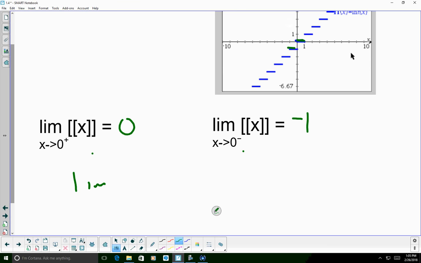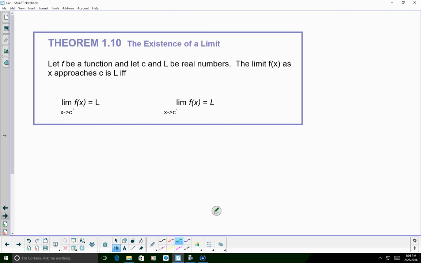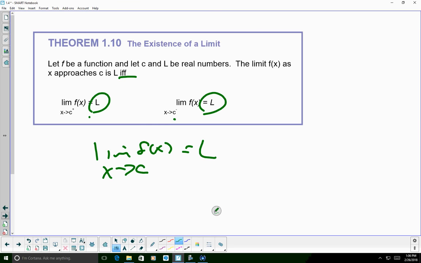If I were to ask you just to drill this in your head, the limit as x approaches 0 of the greatest integer, you're going to say it does not exist. The side limits exist. The limit overall does not exist. And that's what this is saying. The limit exists if and only if, this IFF means if and only if, the limit as x approaches c from the left and from the right approach the same number. If they approach the same number, then the overall limit of f of x as x approaches c will be that limit.